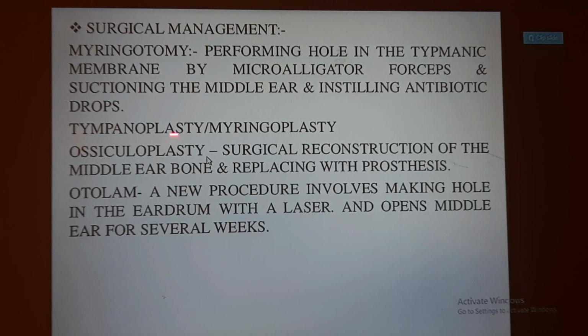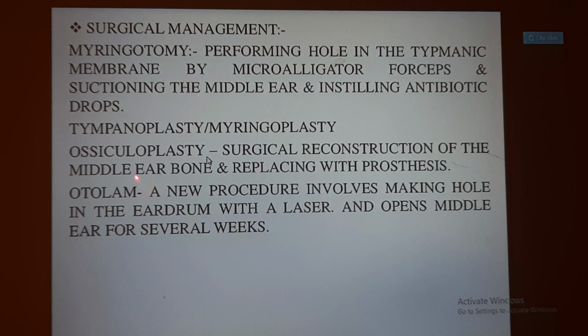The next one is tympanoplasty or myringoplasty. The plasty means replacement or repair of the part. In this, they do reconstruction and prosthetics will be implemented. In tympanoplasty, first one is ossiculoplasty, which is replacement with prosthetics. They will remove the infected or deformed bones, the malleus, incus and stapes, and replace them with a duplicate one, that is a prosthesis.